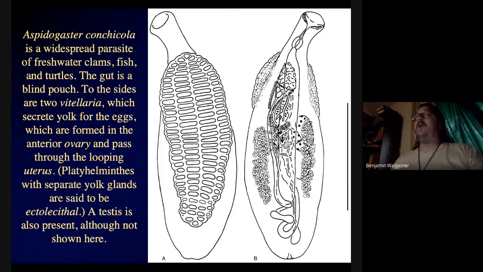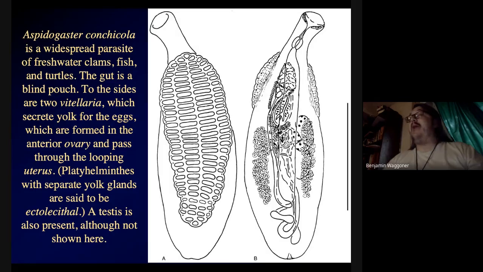So if the yolk is always part of the egg, it's called endolecithal. And if the yolk is plastered on after the egg is formed, the species is called ectolecithal. Ecto from the outside, lecithal has to do with yolk. So these guys are ectolecithal, and most, if not all, flukes that I can think of are ectolecithal, and they have these separate yolk glands that smear the egg with lots of yolk after the egg is formed.